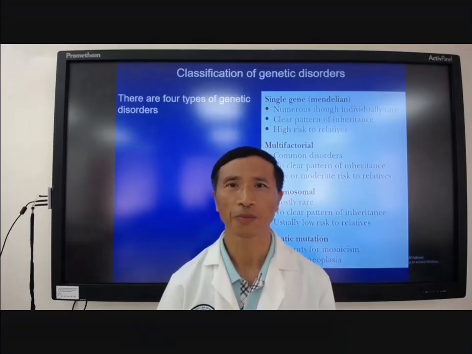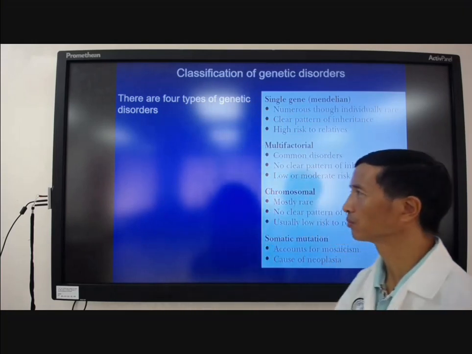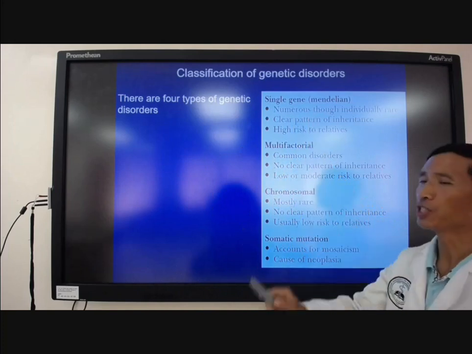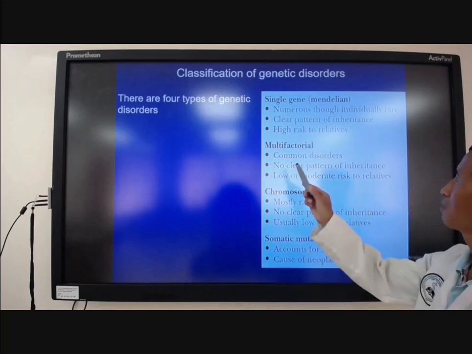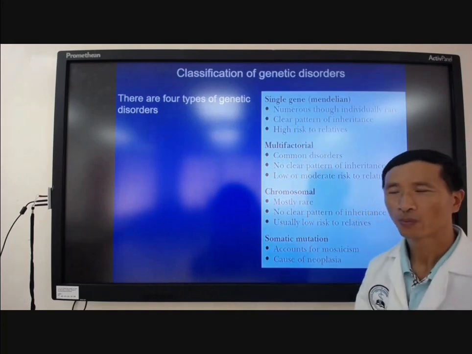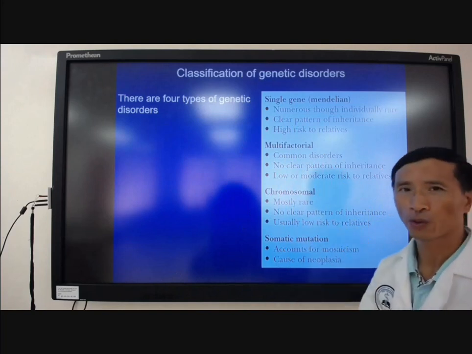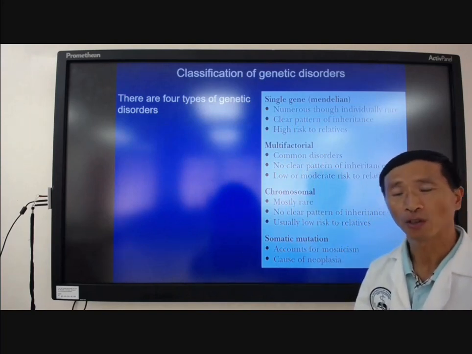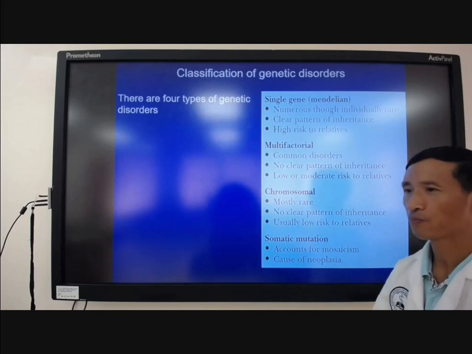Genetic disorders can be classified into 4 types: single gene disorder, multifactorial disorder, chromosomal disorder, and disorder with somatic mutation.